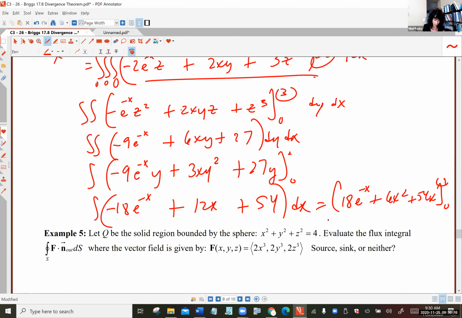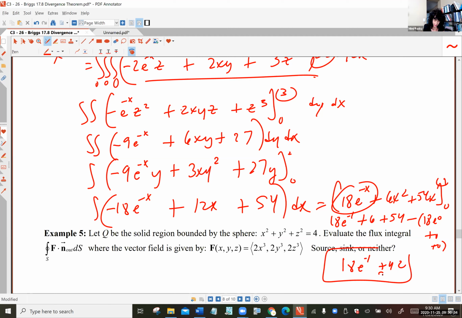When you plug in the 1, you get 18 e to the negative 1 plus 6 plus 54, which is 60, minus the term 18 e to the negative x at 0. Be careful, when you plug in a 0 to that, it doesn't go to 0. So the final answer is 18 e to the negative 1 plus 42, and it is a source. Any questions on that?